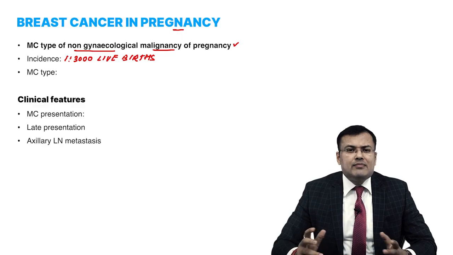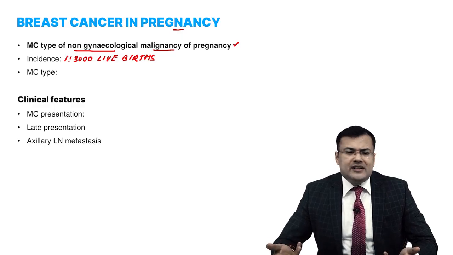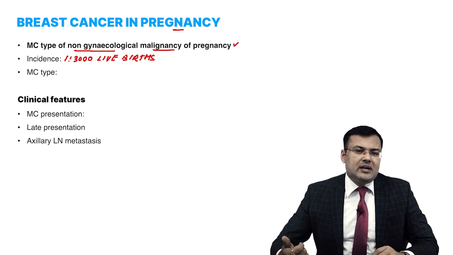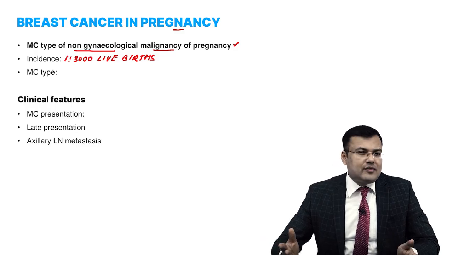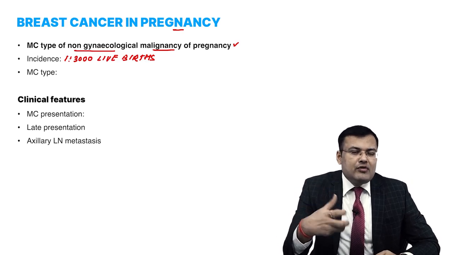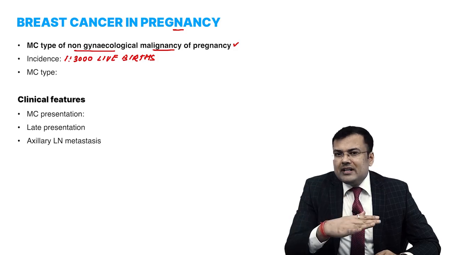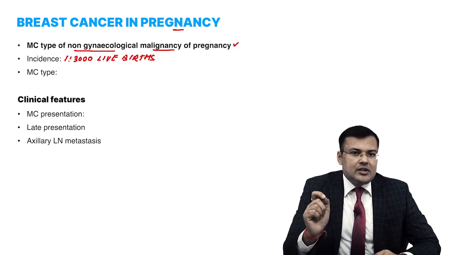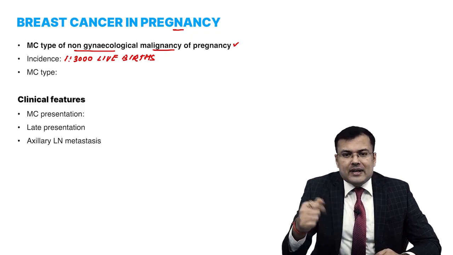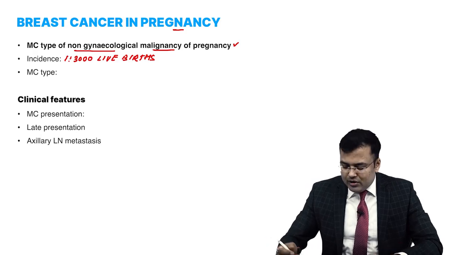How to make the diagnosis? Biopsy. Clear? Most common presentation, lump. So most common type is invasive ductal cancer, most common presentation is lump, and investigation of choice for diagnosis, whether patient is pregnant or non-pregnant, is biopsy. Now see the differences. In pregnancy you cannot go for radiation exposure. So in non-pregnant patients, the first investigation done in a suspected case of breast cancer is mammography, and in pregnancy it becomes ultrasound.